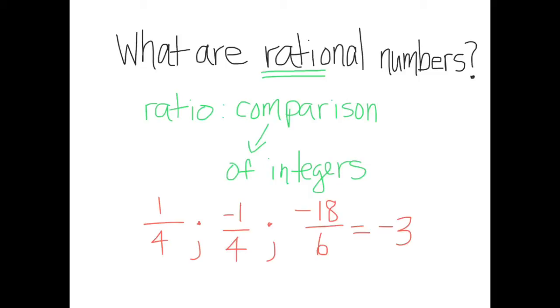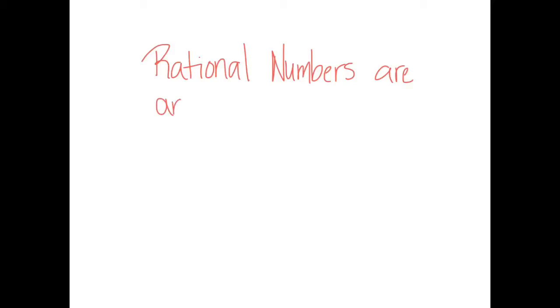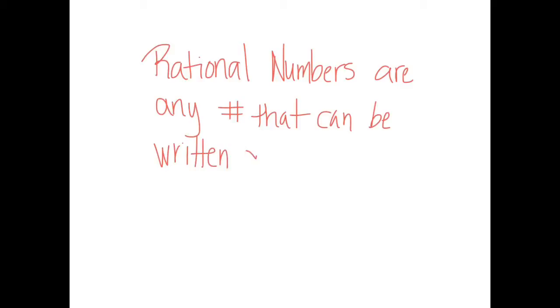So when we talk about rational numbers, we say that rational numbers are any number that can be written as a fraction. And then we'll talk about some examples.